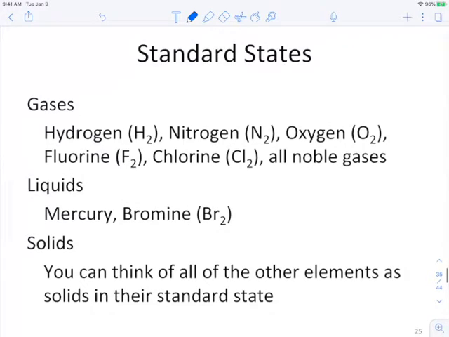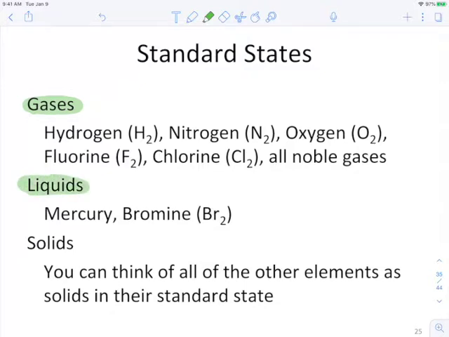All right, so you saw this slide once upon a time. I believe it was chapter 1 or 2, but it is back. So I need you to know what the standard states of each element are. So here are gases: hydrogen, nitrogen, oxygen, fluorine, chlorine, and all of our noble gases.